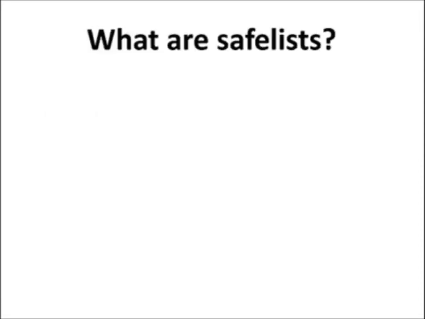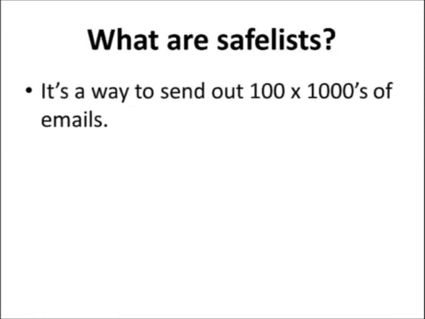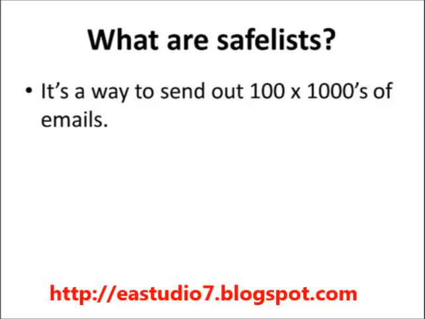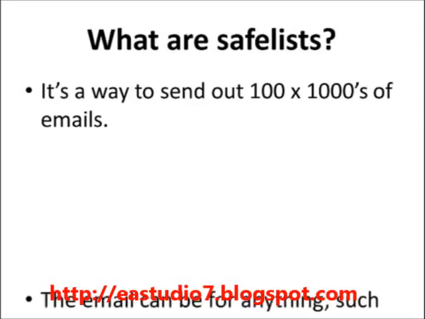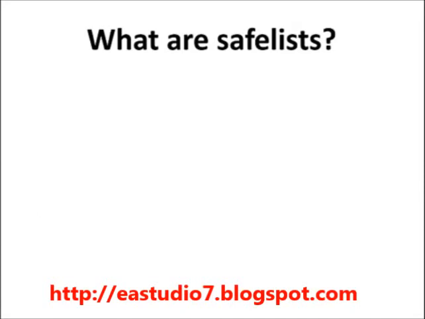But first, what are safe lists? It's a way to send hundreds of thousands of emails. Safe lists are basically a type of email marketing to a closed group of people. So here's how it works most of the time. Everyone who joins safe lists agrees to receive mail from other safe list members. Members can send a certain number of emails to the list, usually one email per day. The email can be anything, such as a simple ad, an article, or a link to your website.